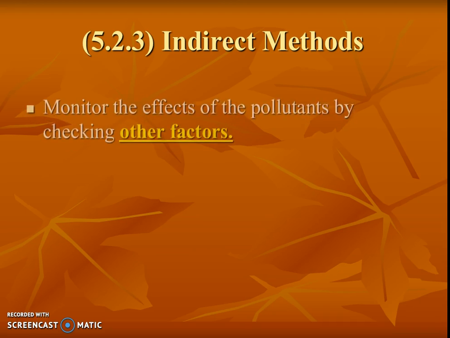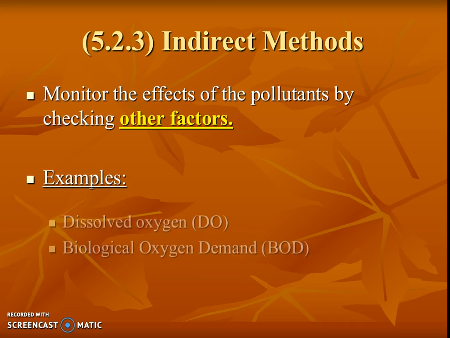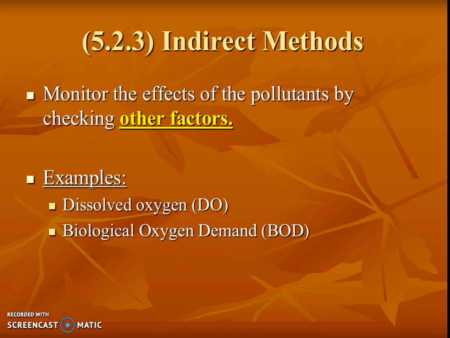Indirect methods include a lot of different things, but overall an indirect method is monitoring the effects of a pollutant by checking other factors. This makes a lot more sense as we go over some examples. Some examples are measuring the dissolved oxygen or the biological oxygen demand. These will actually change as we have other pollutants in an area. So there are indirect ways of measuring how pollutants are causing damage. Another way is to measure the presence or absence of indicator species. We're going to get some examples of that in a little bit. All right, let's dig in.